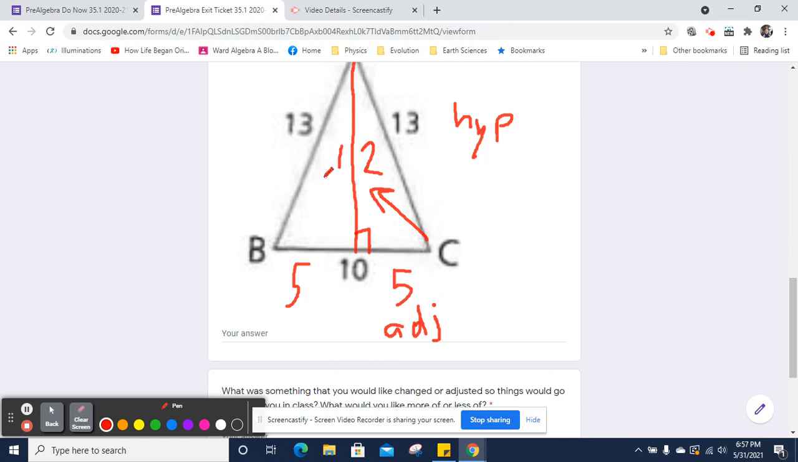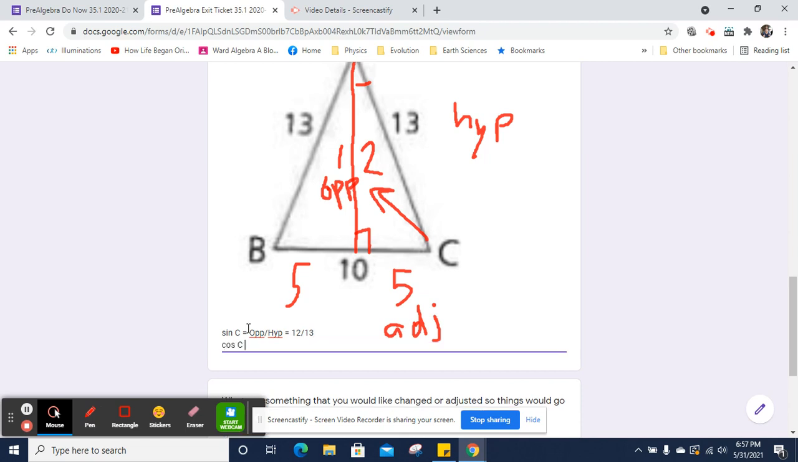And this is the opposite. This is, of course, just the opposite relative to C. If I were concerned with this angle here, this would be the opposite, and 12 would be the adjacent. So it's all relative to your reference angle. So our sine of C is going to equal 12 over 13 because it's opposite over hypotenuse.